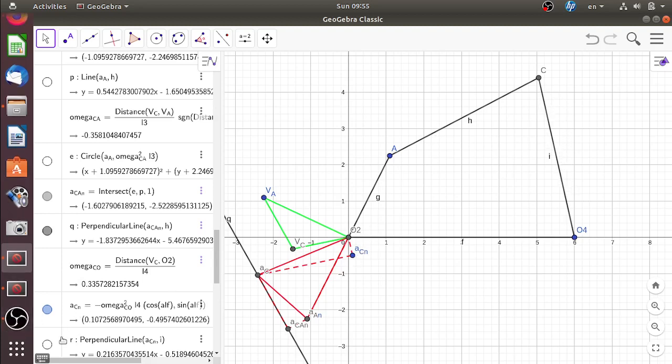So that will be this particular line, and when this line and this line intersect, that is the point where the total acceleration of point C is going to be. This red line. Let me hide these perpendicular lines. So from this point to this point, that distance represents the total acceleration. This represents the normal acceleration, and this represents the tangential acceleration.